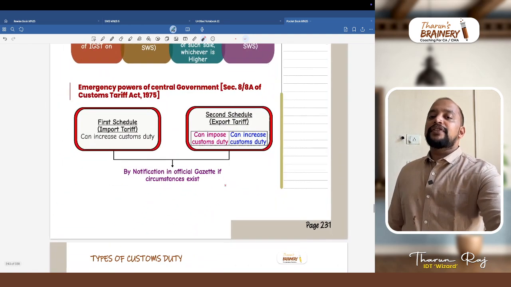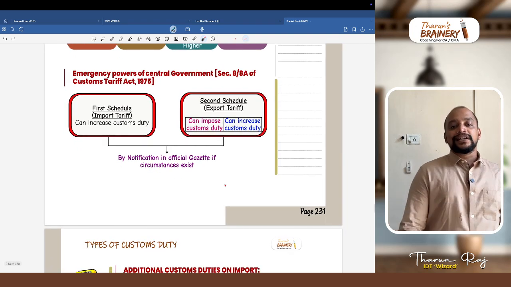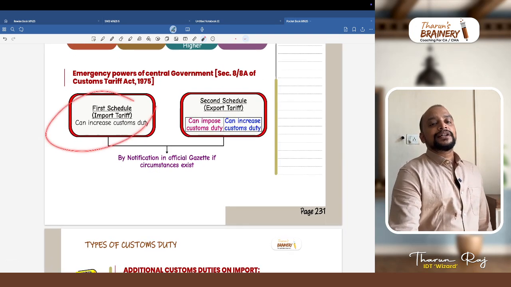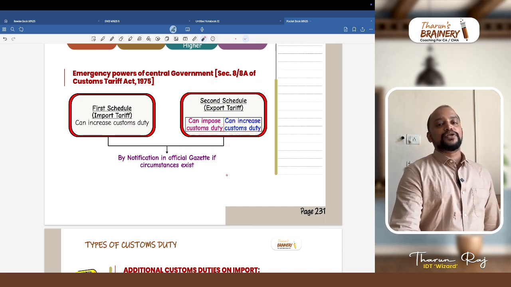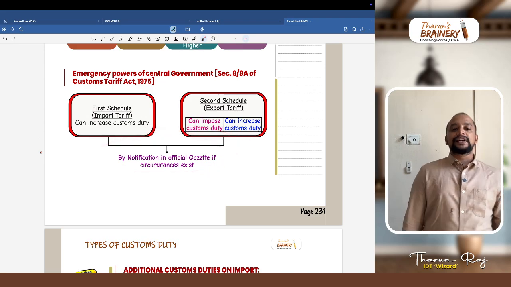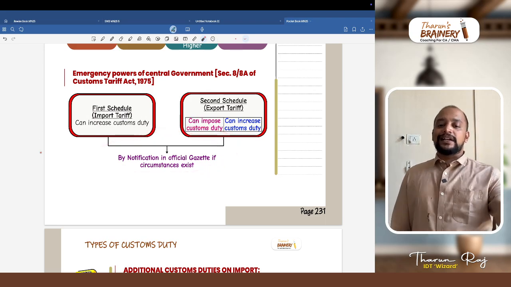Then emergency power of central government to increase. So in case of import, they can increase the customs duty, but in case of export, they can impose the customs duty, can increase the customs duty by notification in the official gazette only if the circumstances exist.